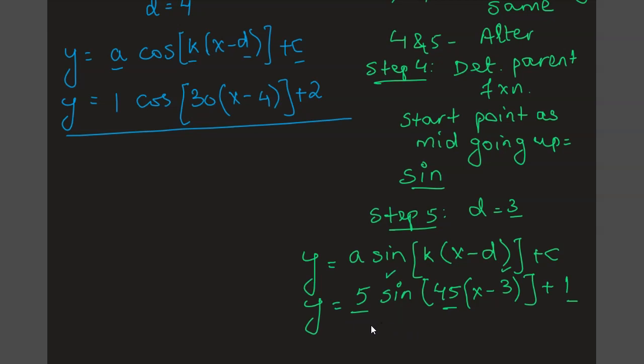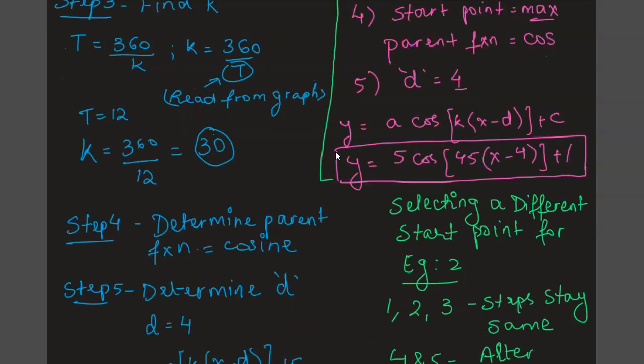It's just that you have multiple answers for a given graph. So you can represent this graph's equation as this with sine as the parent function, or this with cos as the parent function. Both equations for this graph are correct. Similarly, for every graph you can have multiple equations.